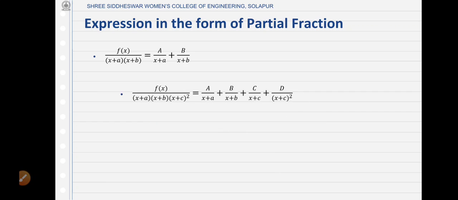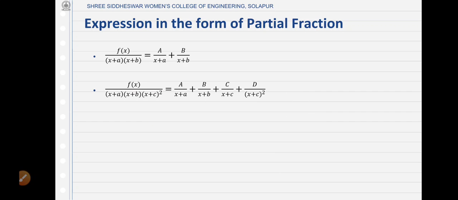One more form: f of x upon (x plus a)(x plus b) into (x plus c) whole square. Means here the degree of f of x, that is numerator, is less than that of denominator, and denominator is expressed in the form of the product of linear factors x plus a, x plus b. These two are distinct linear factors, and the third factor is repeated, that is, it is appearing in square form.